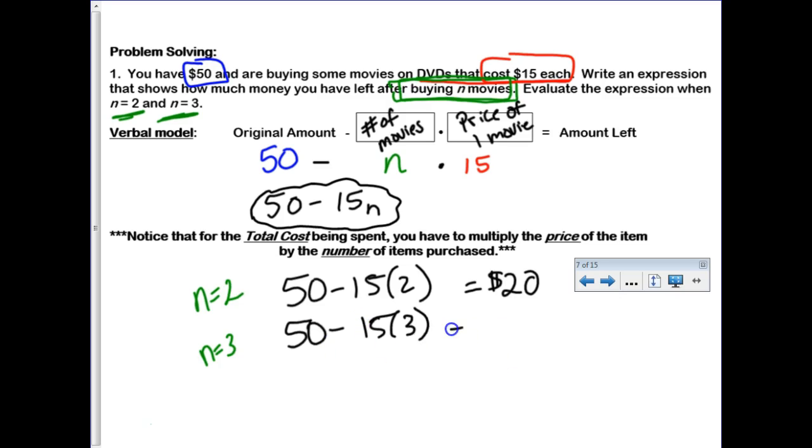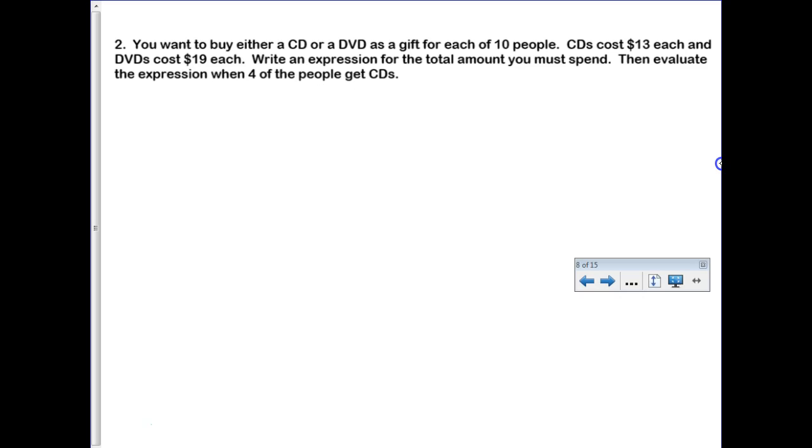So 50 minus 45, the customer is going to get $5 back. So again, I know if you were just solving it for your own good, you wouldn't set up an algebra problem, but it's important that we are able to translate to algebra so we can program computers.